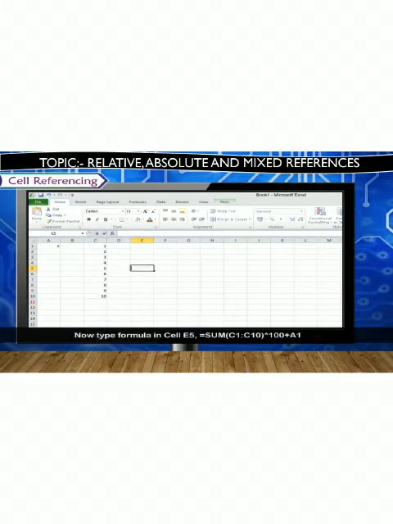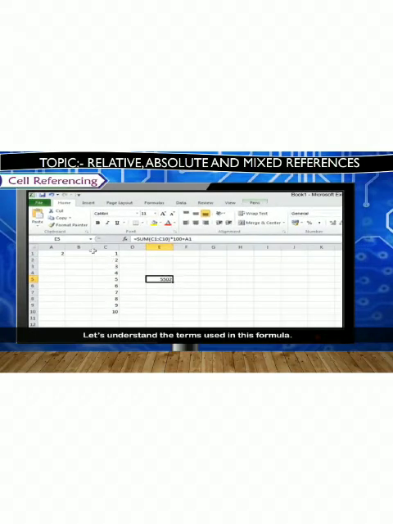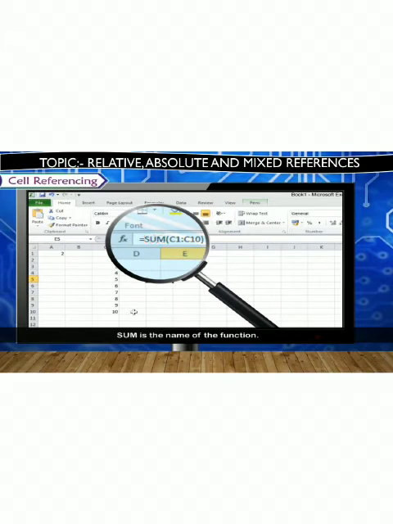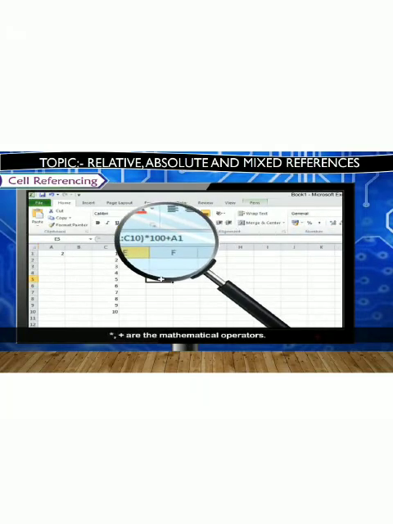Now type the formula in cell E5: is equal to SUM(C1:C10)*100+A1. Let's understand the terms used in this formula. In the above formula, we have selected C1:C10, which is a range of cell addresses. SUM is the name of the function. A1 is the cell reference of a single cell. Multiply and plus are the mathematical operators.